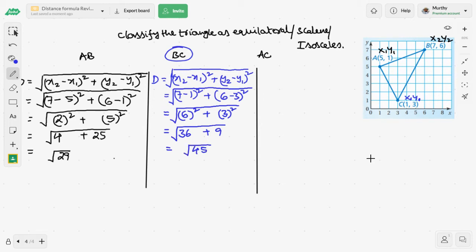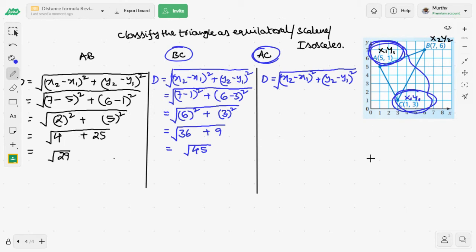Square root of 45. Again, this time I am finding the length of AC. Distance equals x2 subtract x1 whole square plus y2 subtract y1 whole square under the square root. Already I labeled them as x1, y1. This is also x1, y1. So what I am doing is, you can take any one of them as x2, y2, either this or this.